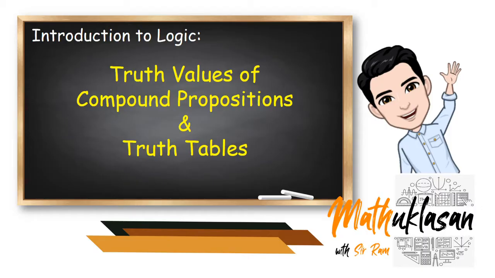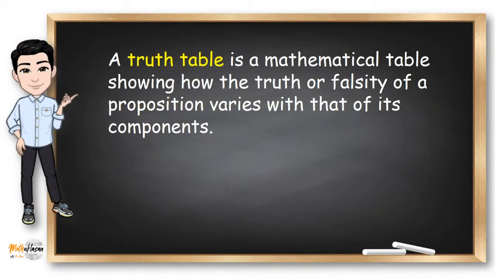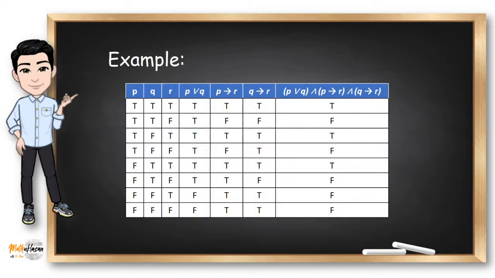And in this video, we'll talk about the truth values of compound propositions and how to construct truth tables. A truth table is a mathematical table showing how the truth or falsity of a proposition varies with that of its components. And it looks like this. I know that it's quite difficult to absorb it right now, so we're going to start with the basic ones.